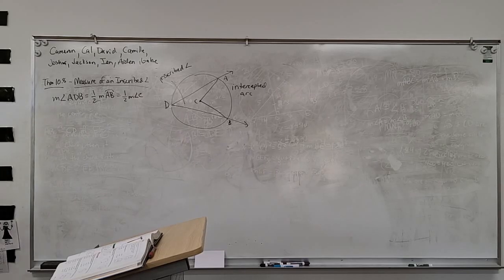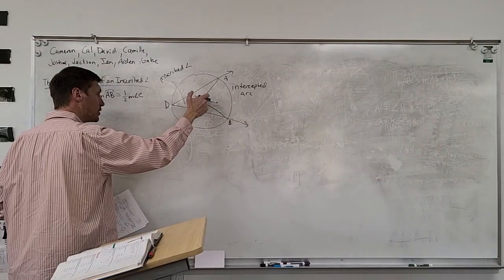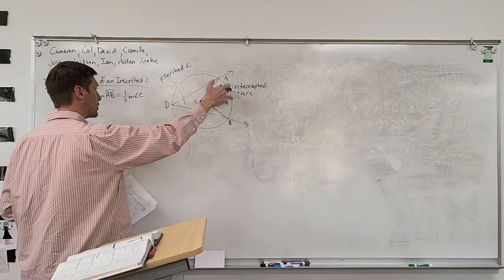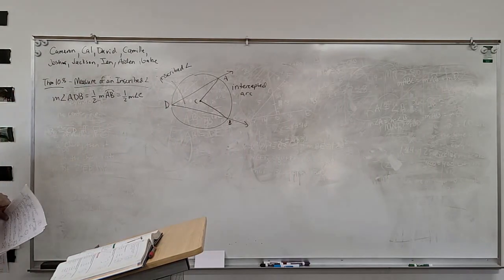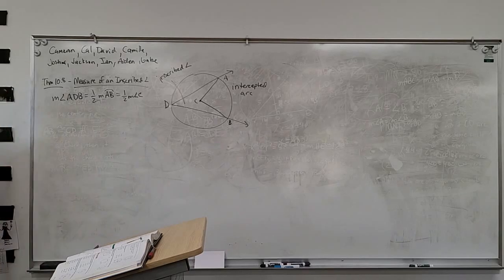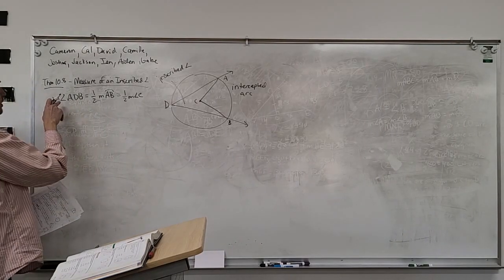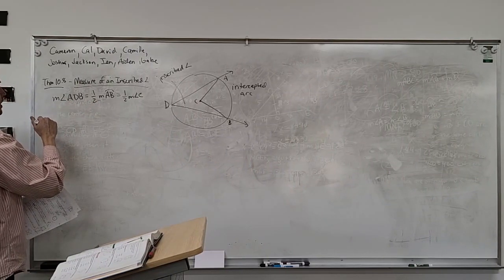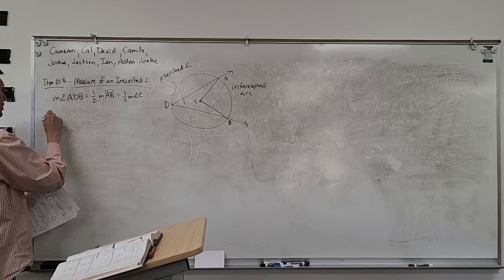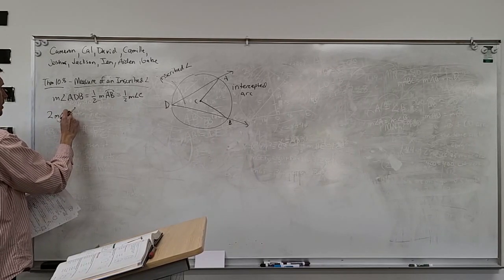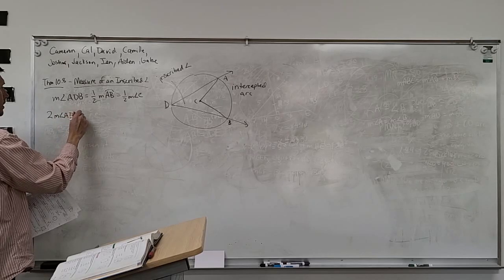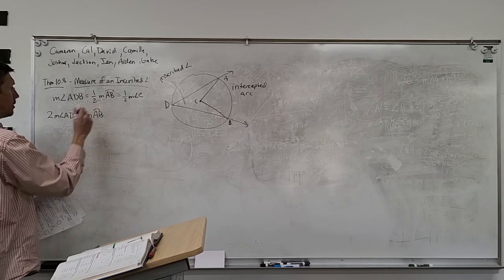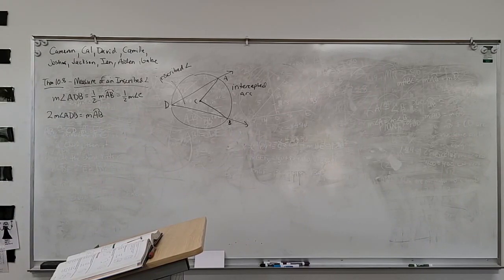Okay? So whereas the measurement of this arc is the measure of the central angle, the measure of the arc is going to be 2 times the measure of the inscribed angle. Does everybody see that? If this is true here, if measure angle ADB is equal to 1/2 the measure of arc AB, then that means that 2 times the measure of angle ADB must equal the measure of arc AB. So arc AB is twice the size of the inscribed angle.